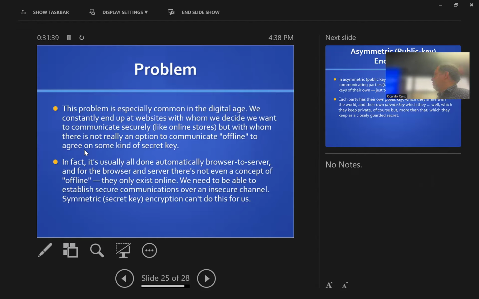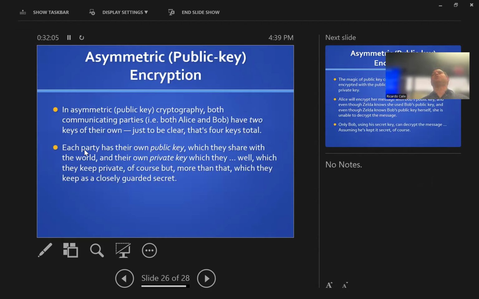So in fact, it's usually all done automatically, browser to browser. And for the browser and server, there's not even a concept of offline. They only exist online, right? So we need to be able to establish secure communication over an insecure channel. Symmetric encryption cannot do this for us. And here we are. The solution is asymmetric encryption.